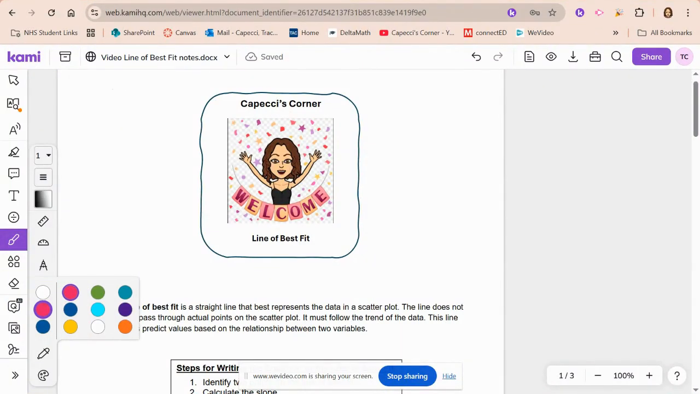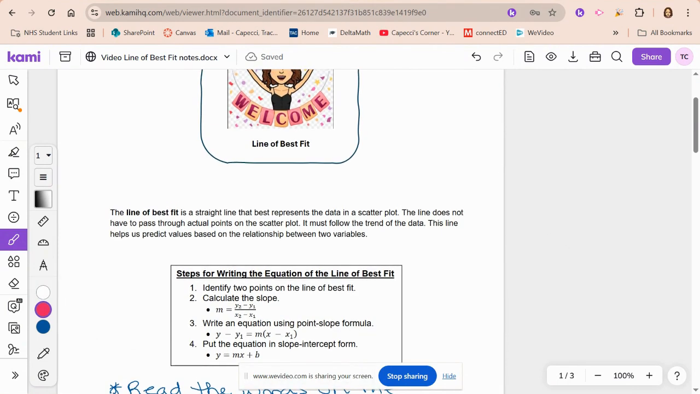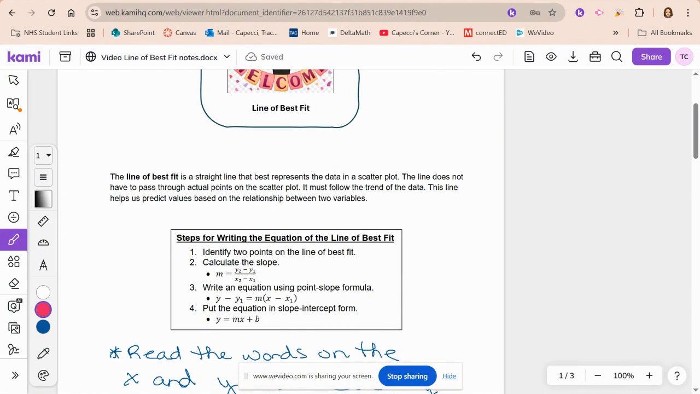Teacher's Corner, we're going to look at the line of best fit. So the line of best fit is a straight line that represents the data in a scatter plot. The line does not have to pass through all the actual points. It just must follow the trend of the data.